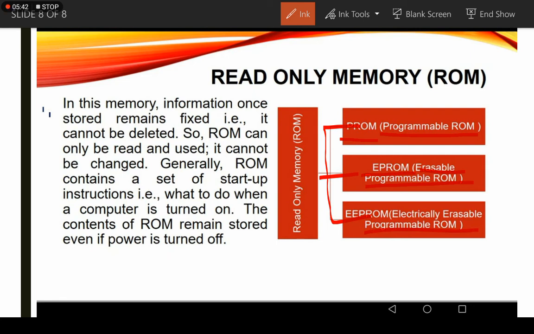So I hope RAM and ROM are clear. In the next video, we will discuss our secondary memory. RAM and ROM both are primary memory or main memory, and in the next video we will discuss secondary memory.